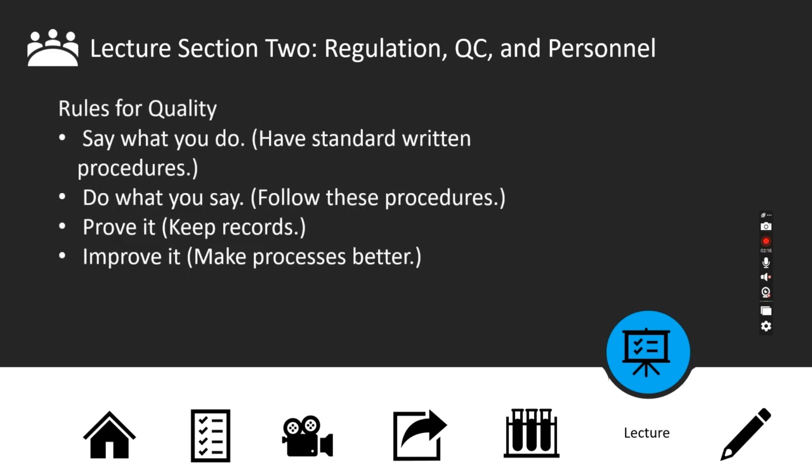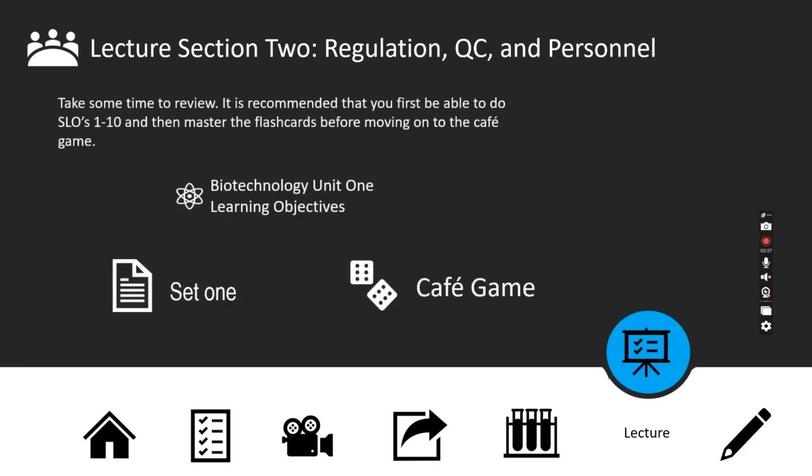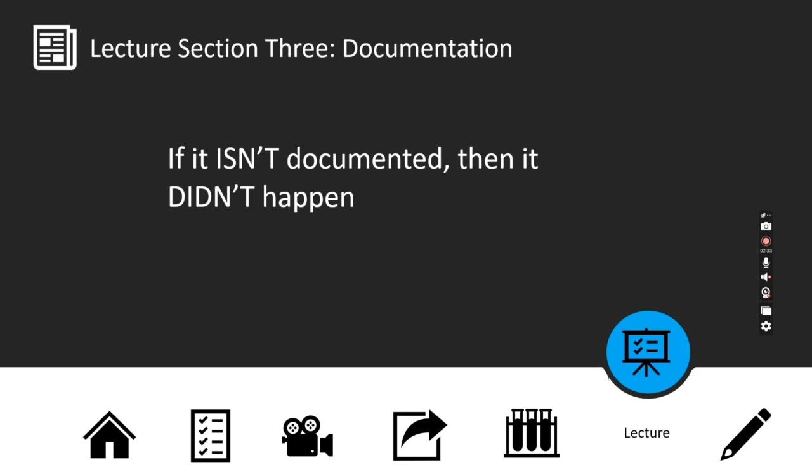So rules for quality: say what you do, have standard written procedures; do what you say, follow those procedures; prove it, keep records; and improve it. And this is where you would take the time in the class to review. So documentation. If it is not documented, then it didn't happen.